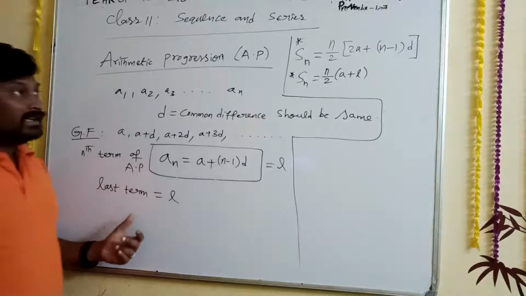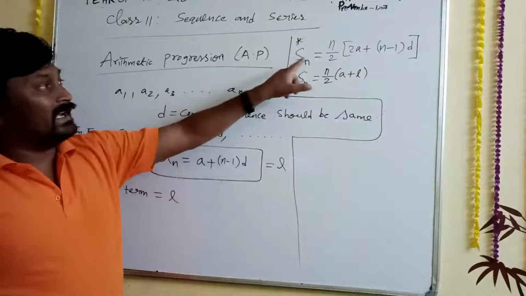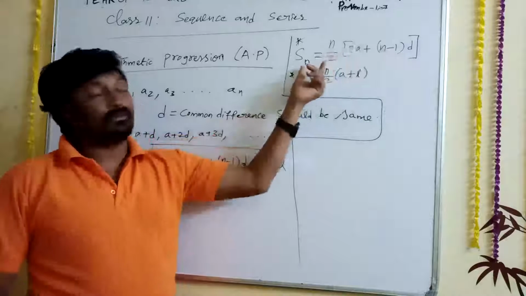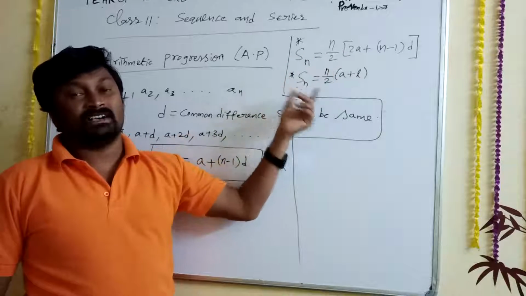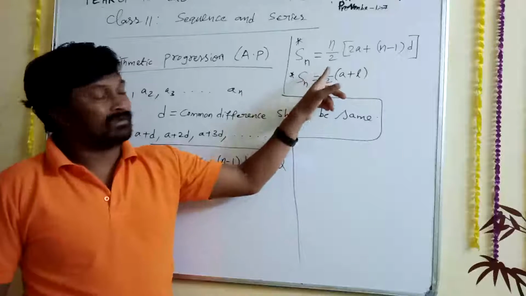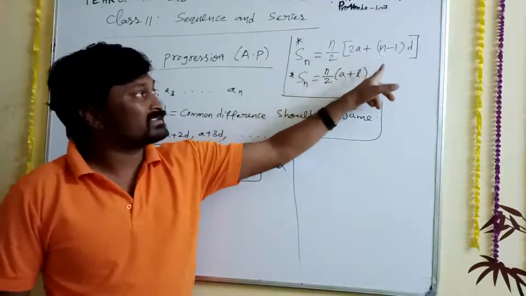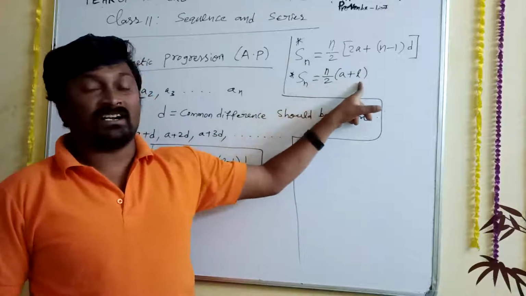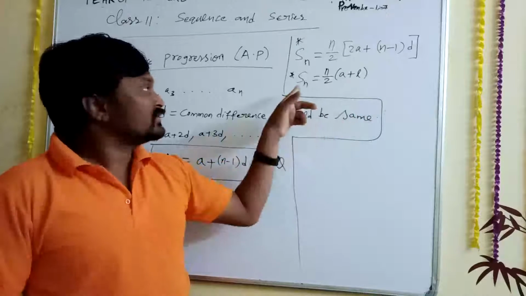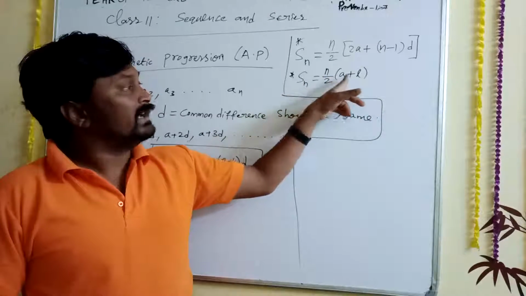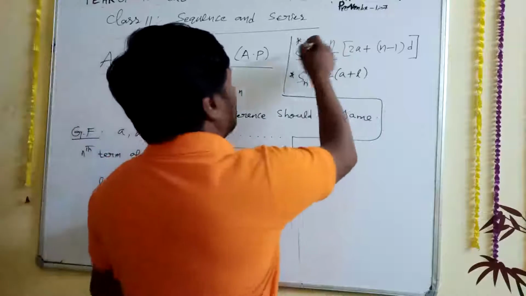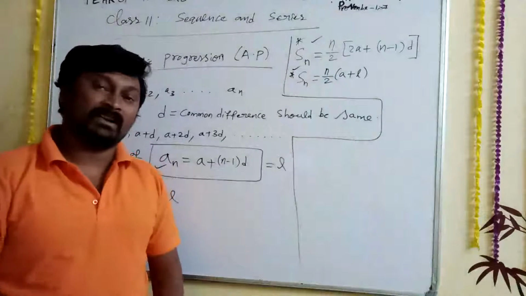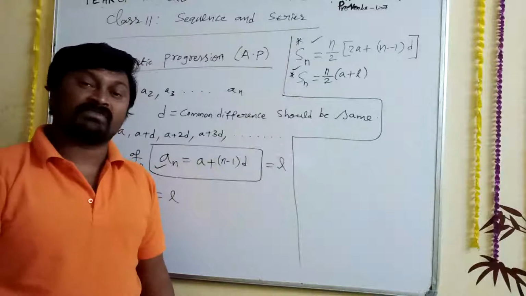Now if only n terms, the first term and the common difference are given, then how to find the sum of n terms? Sum of n terms is equal to n upon 2 into 2a plus n minus 1 into d. Now, if the first term and the last term are given, how to find it? Then Sn is equal to n upon 2 into a plus l. So you have to remember these three formulas 1, 2, 3. If you remember these three formulas, whichever I am going to teach today becomes very easy for you.